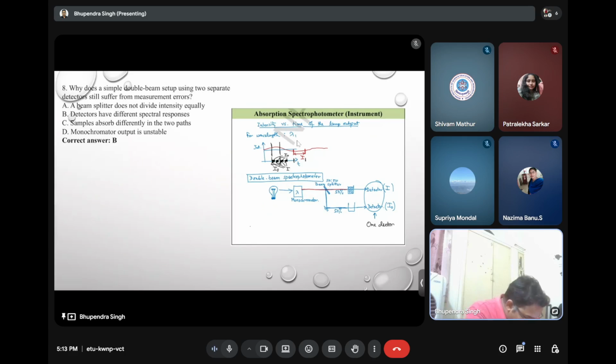Why does a simple double beam setup using two separate detectors still suffer from measurement errors? I think you have just told me this. Yes, you have told me that detectors have different spectral responses. So that is why this setup came.